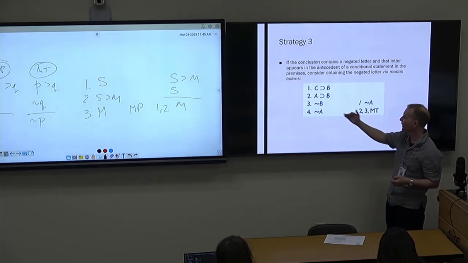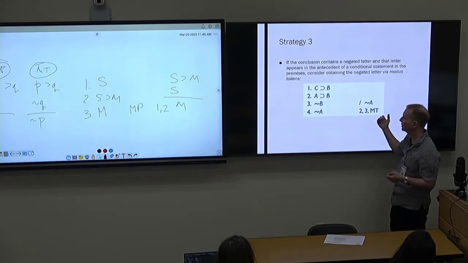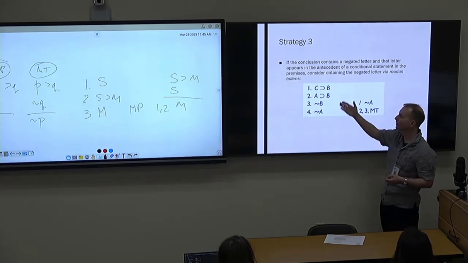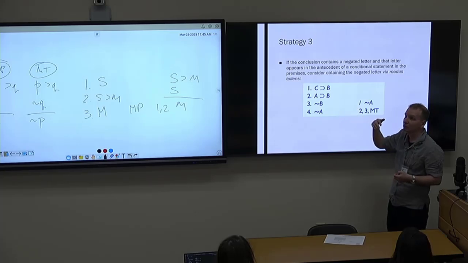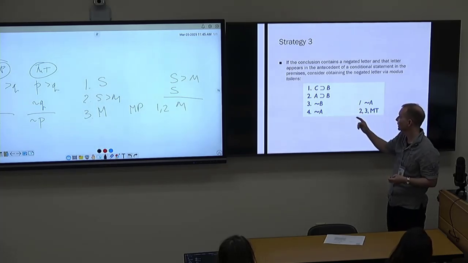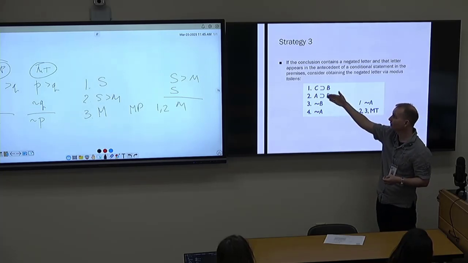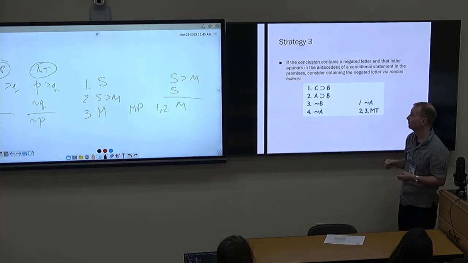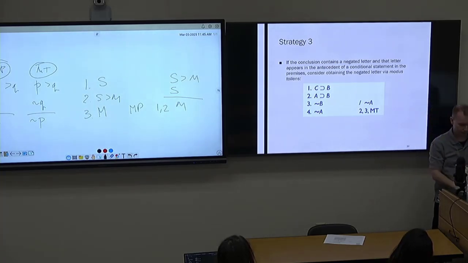Again, this is just a one-line solution, very simple. You're using 2 and 3, you don't need 1 at all. Don't worry about the fact that you don't need it, but you can show here that if you are using 2 and 3 in modus tollens, you will get not A just based on that.